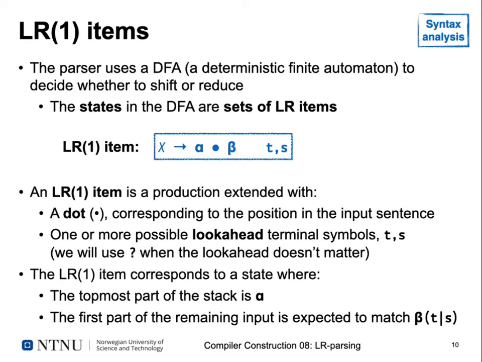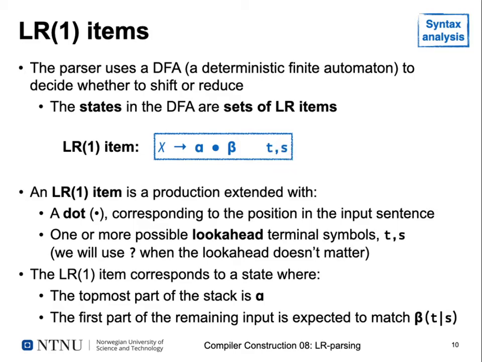And we extend this by two things. The first thing is this dot you see here in the middle. So this dot indicates the position in the input sequence we're currently at. So we've already read some part alpha, and we're going to read some part beta. And the second addition is on the right hand side here, and this gives one or more possible look-ahead terminal symbols. So in this case, two terminal symbols T and S. If the lookahead doesn't matter, we actually just use a question mark here, because it can be arbitrary.